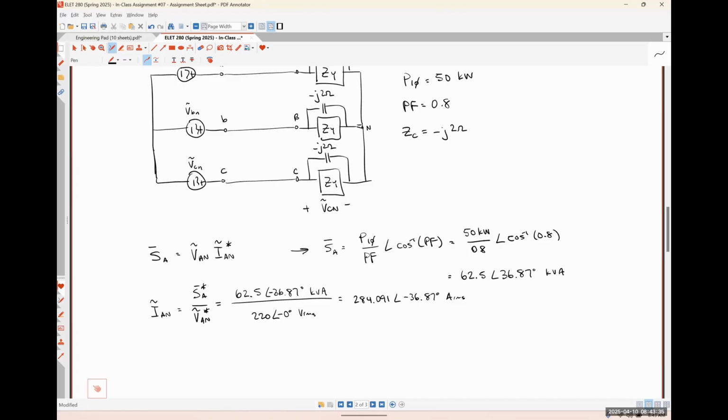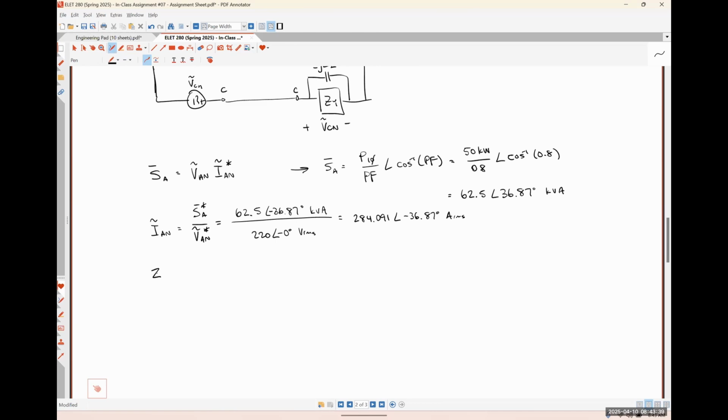So from here, I think we could safely say that ZY is just going to be the voltage VAN divided by the current IAN. So that's 220 angle 0 degrees volts RMS divided by 284.091 angle negative 36.87 degrees amps RMS, which I get to be 0.774 with an angle of 36.87 degrees ohms. Or if we wanted it in rectangular form, which I don't think actually matters, but I've already started doing it.